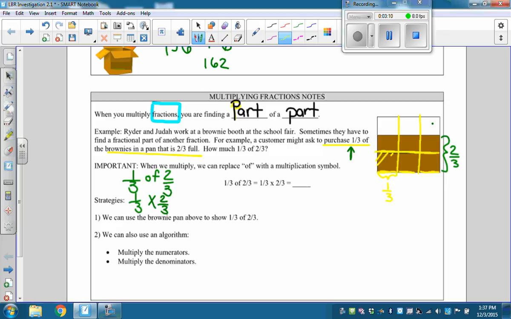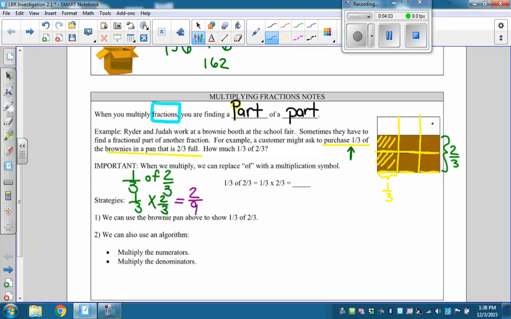So they're purchasing 2 squares, 2 little brownies. Do you see that? Because they're taking a third of the 2/3. So we would say, in that brownie pan, how many parts are there, Lennon, altogether? There is 6 altogether. No, like in the whole pan, how many little sections? 9. There's 9 sections, and how many parts of those 9 sections are Ryder and Judah getting? So they're going to keep 4 of the little squares, and the customer is going to get 2 of them. Right. So Ryder and Judah are going to get 2 of the 9 squares.